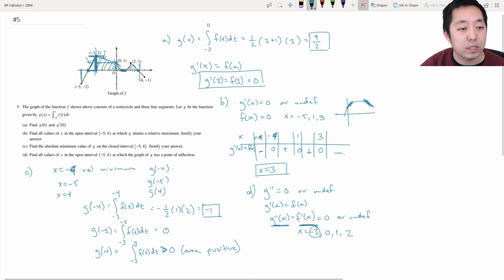At this point at 0, the slopes are negative and stay negative, so that is not a point of inflection. Here, the slopes go from negative to positive, so that is a point of inflection. And at 2, it goes from that to that, so the slopes do change signs. So x equals negative 3, 1, and 2 are points of inflection.